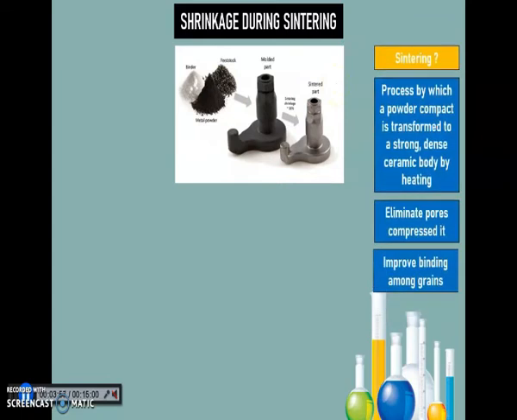So ni explanation lagi. What is sintering? So, sintering is a process di mana powder compact is transformed to a strong, dense ceramic body by heating. Maksudnya, kita panaskan powder tu sampai dia akan jadi strong, dense ceramics. Dan apa yang berlaku sebenarnya, kita akan eliminate pores. Kan tadi ada gambar kan, pores yang besar jadi kecil. So dengan masa sama, kita akan eliminate pores tu, kita compresskan dia jadi solid. So dalam pada masa sama, bila kita eliminate pores, akan ada binding, akan ada bond between grains.